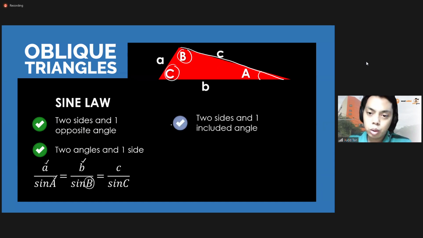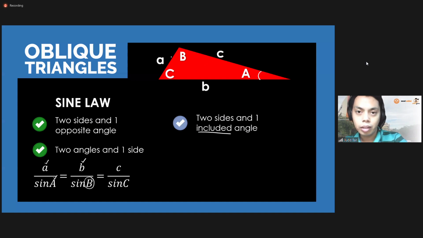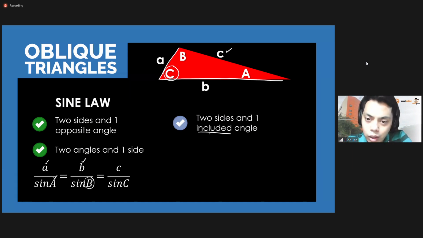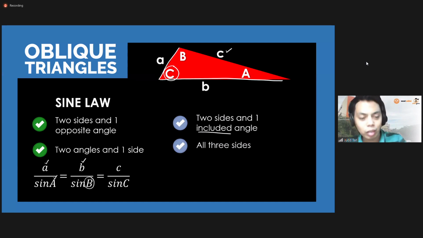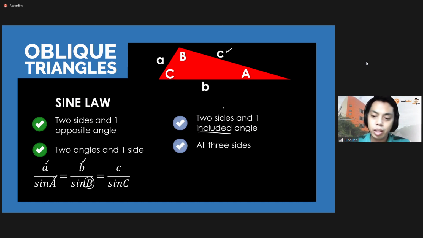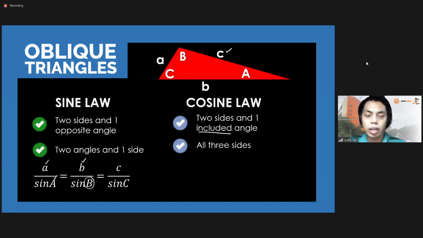So, how about yung kay cosine? Kay cosine, two sides and one included angle. Meaning, the angle must be in between. Okay? In between. So, for example, dalawang sides, tsaka isang angle. Ayan. So, two sides and one angle, masasolve natin po ito. We can solve for this one. Okay? Pwede din, guys, tatlong sides lang, no? If given lang ng tatlong sides, pwede. Pwede natin isolve yung whole triangle using those values, no? So, that's for cosine. Okay?